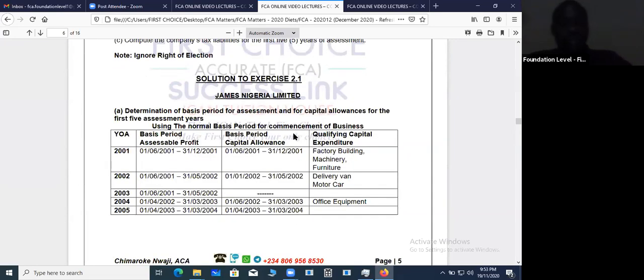And this is the solution. This is the basis period for profits and the basis period for capital allowance as we are instructed. Now, how did we get this table? Let's watch closely what I did.